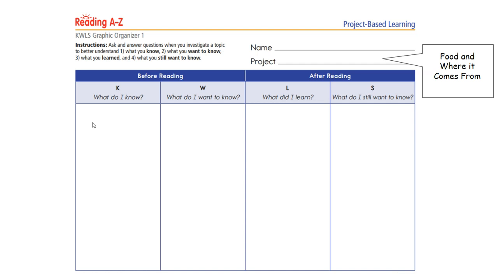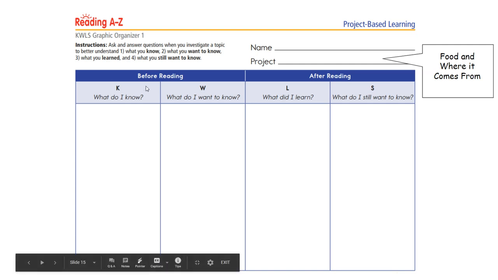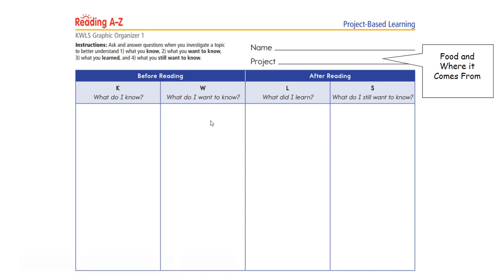So when we create a KWL chart, we first need to focus on a topic. Your topic is food and where it comes from. Or you can think about the title of the text, Food Around the World. So before you read, you're going to think, what do I know? And what do I want to know about food and where it comes from?